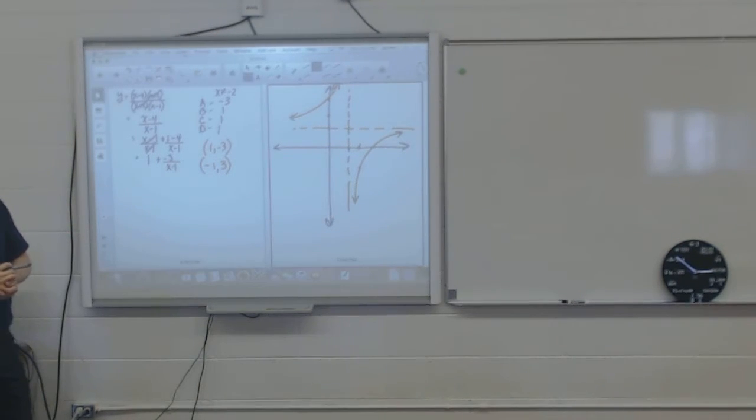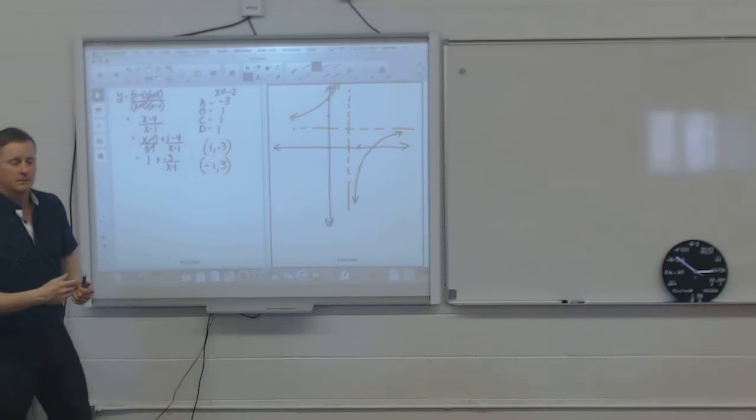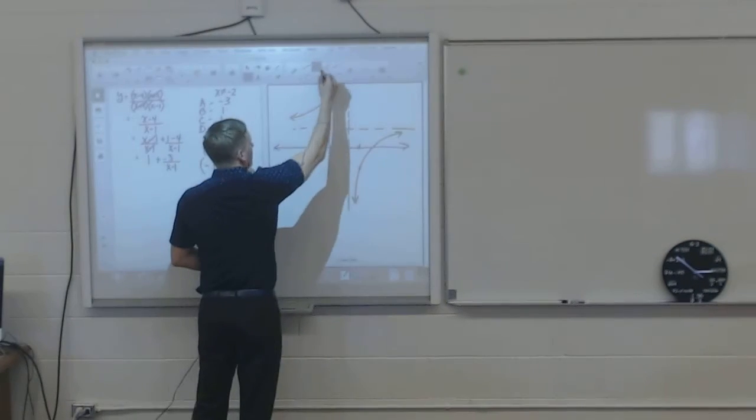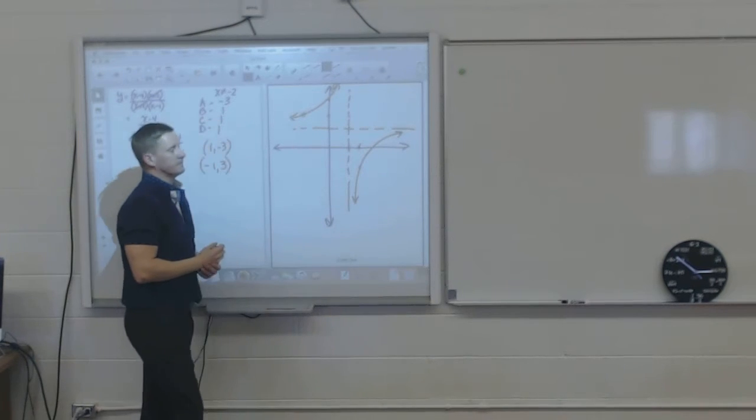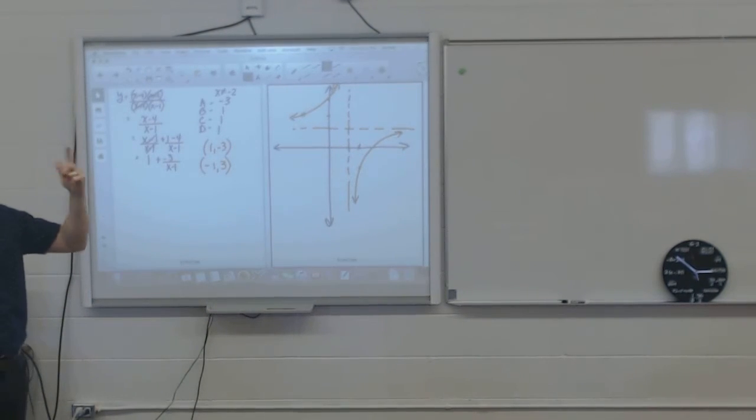And then what's the last thing I have to do? I have to go to negative 2 on my x and draw my dot. So there is asymptotes with a point of discontinuity.